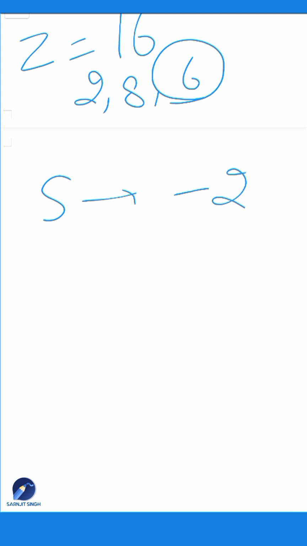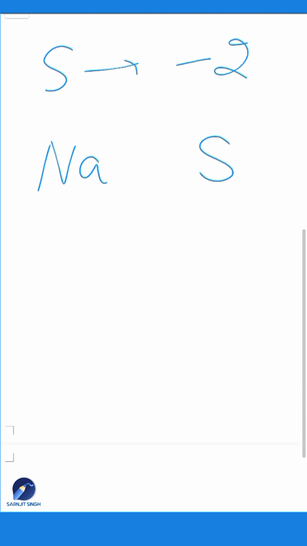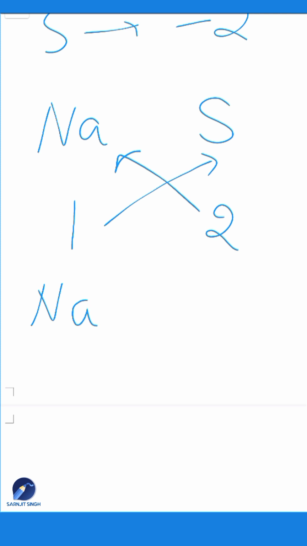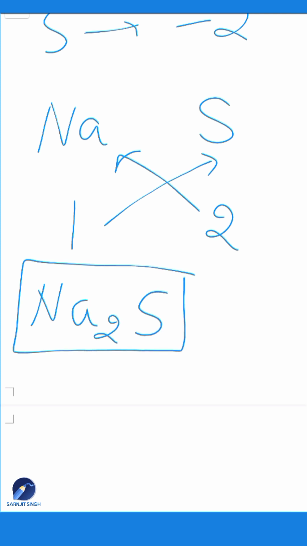Now to find the formula for sodium sulphide, first we write the symbols for sodium and sulfur, and then we write the valencies. For sodium it is 1, for sulfur it is 2. There is no need to write the positive or negative, we can simply write the valencies, then cross these valencies. Then you will get the formula for sodium sulphide, Na2S. That is the formula for sodium sulphide.